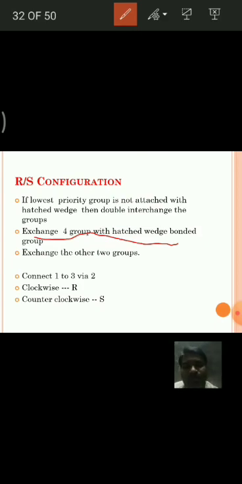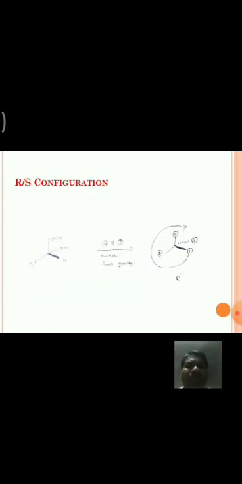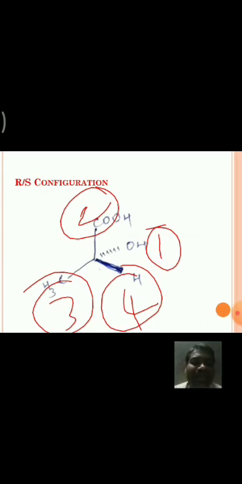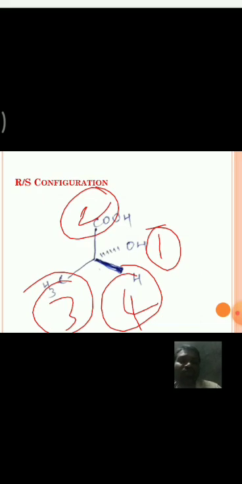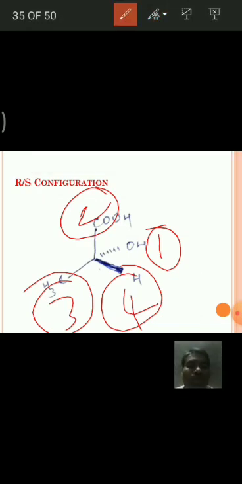By doing like this, again we go with the same formula, that is 1, 2, 3 via 2, clockwise or anti-clockwise. Then coming to this example, see here the fourth priority is not with hatched wedge, hence we should exchange this fourth with 1 only, because the hydrogen should come with hatched wedge. Hence exchange the 4 and 1 and 3 and 2. That means exchanging two groups.